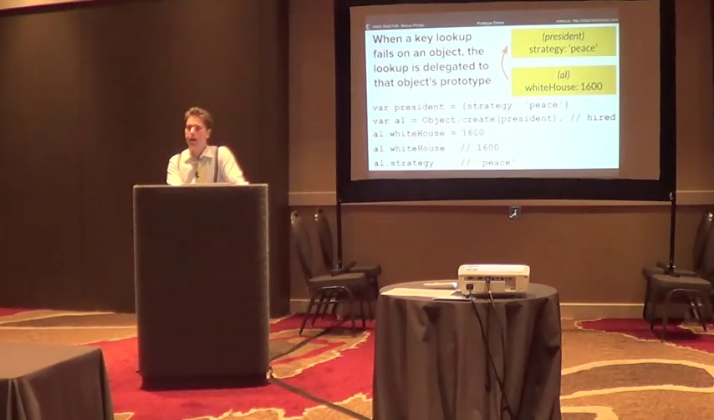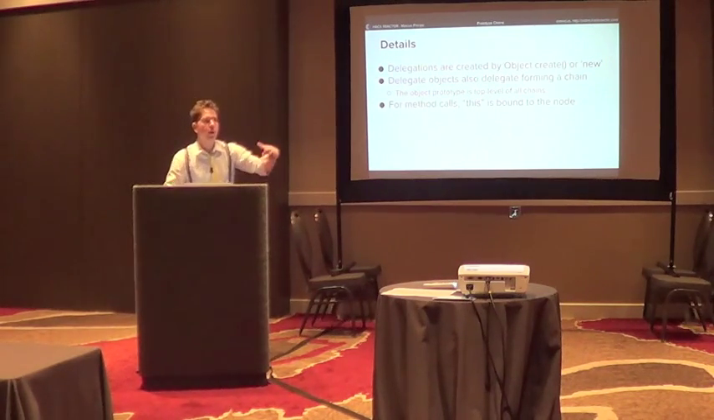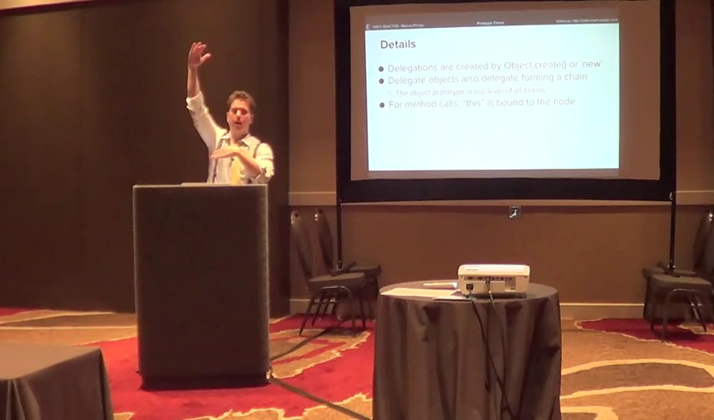A few details, unless you have questions. Details. Delegations are created with Object.create or new. The keyword new is going to be explained in detail tomorrow. Delegate objects also delegate, forming their own chain. The object prototype is at the end, we covered all of this. For method calls, we use the rules we already learned. Look to the left of the dot. Whatever's there is what the keyword this will be bound to, even if it's found up the chain.